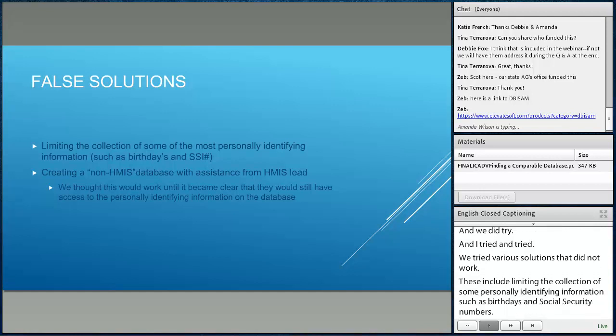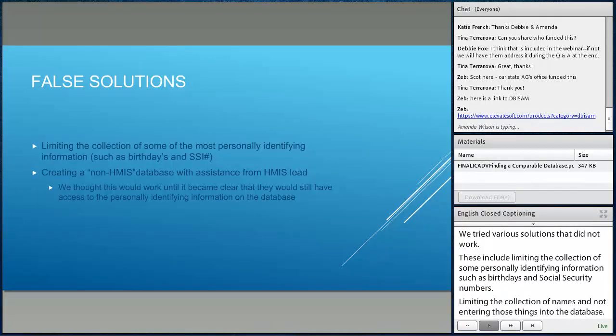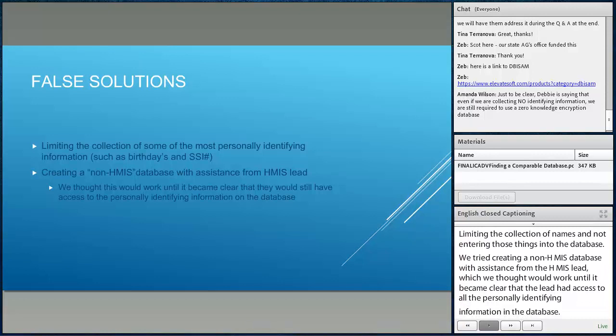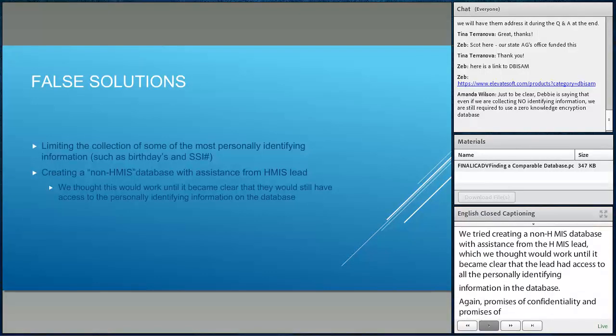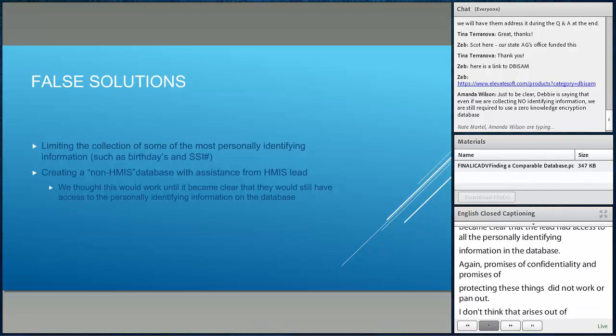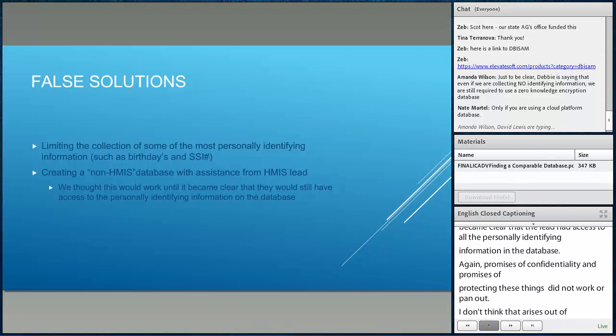We tried creating a non-HMIS database with assistance from the HMIS lead, which we thought would work until it became clear that the HMIS lead had access to all of the personally identifying information in the database. Again, promises of confidentiality, promises of protecting these things, didn't work or pan out. I don't think that arises out of malintent by anyone, but there is just a lot of misinformation and a lack of understanding and hurt feelings about the basic requirements of HUD and of the victim services programs.